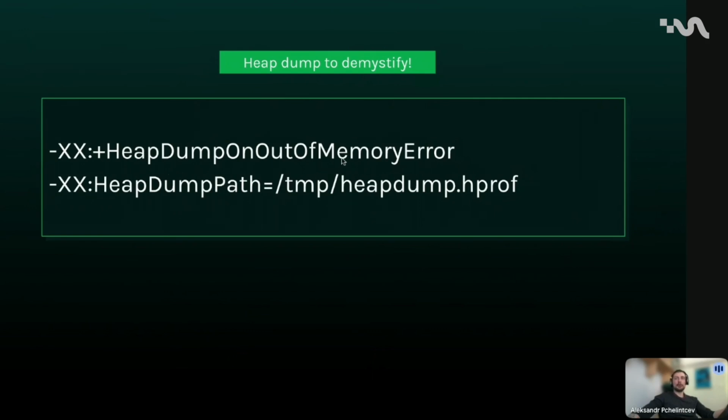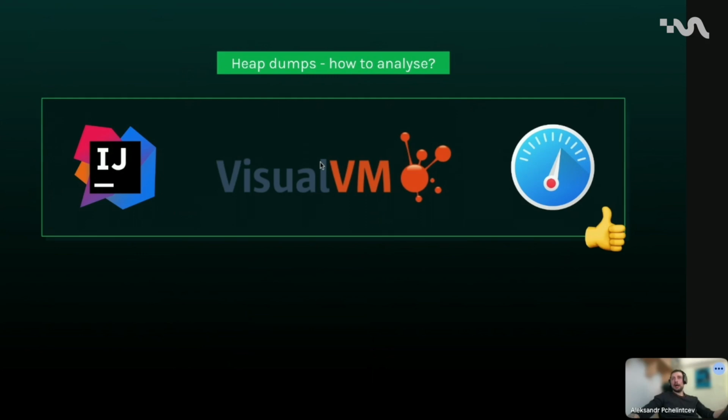And luckily in JVM, it's pretty easy to obtain a heap dump, because with these two simple JVM keys provided on startup, if an unfortunate situation happens and we run out of memory, then a heap dump is provided out of the box, and we in Magnolia are very happy to take a look at it and solve the problem together.